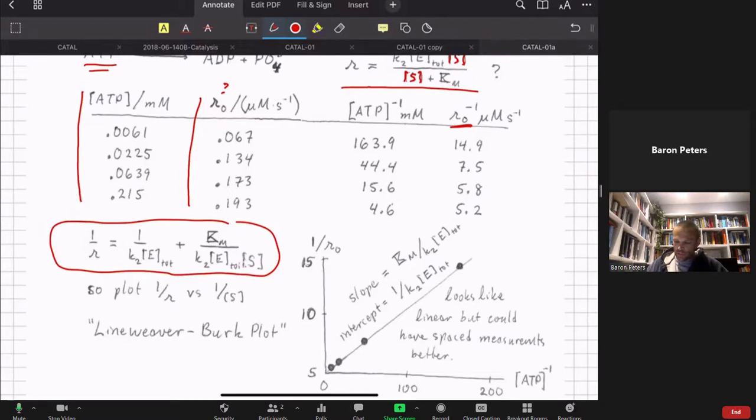All right, so the slope we can interpret now, going back to our formula. We know that we can interpret this slope as K sub m over K2 E total, and we can interpret the intercept as 1 over K2 E total. Notice that the intercept is non-zero here. We're going to something that's about 5.